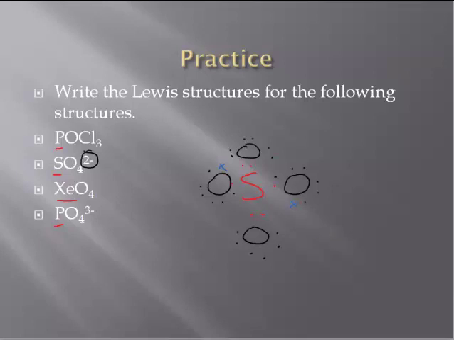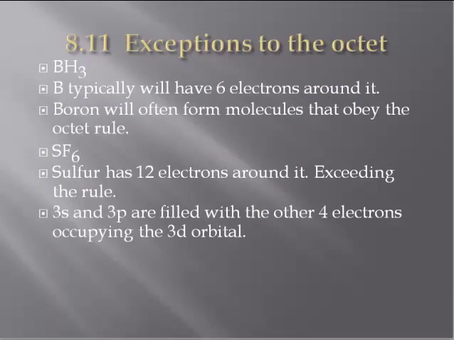Let's talk about something that we did not talk about last year, and that are the exceptions to the octet. It turns out that boron will sometimes have 6 electrons around it, and in the AP chemistry curriculum, boron trihydride or boron trifluoride, that's the one that's used over and over and over. So I don't want you to be shocked when you see something like that and they want you to draw the Lewis dot structure. It would just simply be something like this: B, you'd put an H, an H, and an H. Okay? And that would be perfectly fine because boron is only going to get 6 electrons.